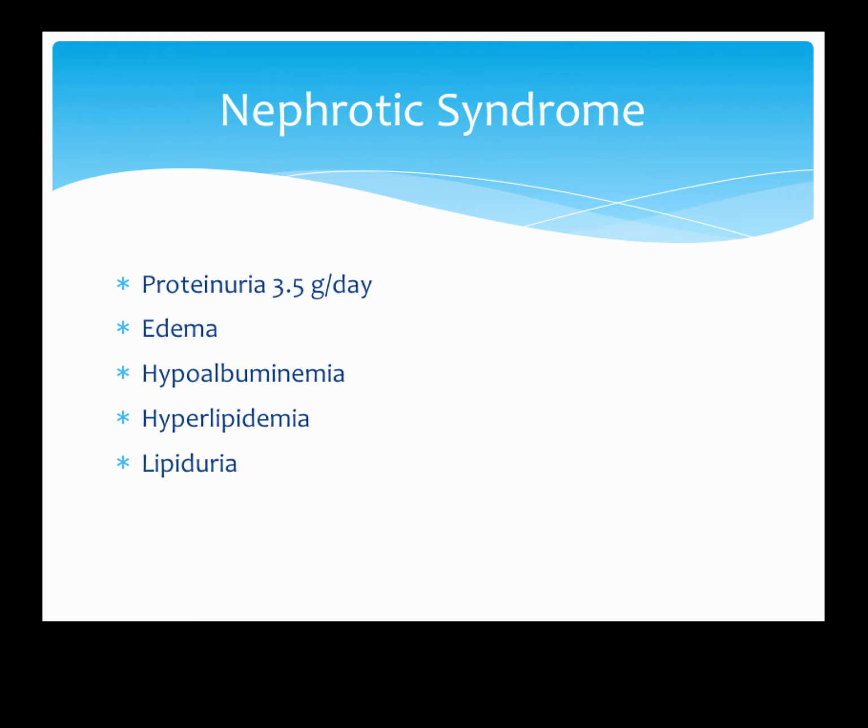However, similar disease processes will produce just proteinuria greater than 3.5 grams in 24 hours without some of the other clinical manifestations. In this situation, the proteinuria is considered nephrotic range proteinuria, and basically the same diseases will produce nephrotic range proteinuria as will produce nephrotic syndrome.